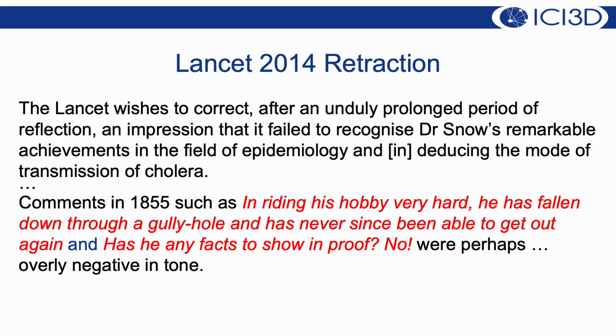Now, it took from the middle of the 19th century until the year 2014 for The Lancet to put out this rather lame retraction, frankly. What they had to say is that The Lancet wishes to correct, after an unduly prolonged period, and they don't say that it's well over 100 years, an impression that it failed to recognize Dr. Snow's remarkable achievements in the field of epidemiology and in deducing the mode of transmission of cholera. Comments in 1855, such as, "In riding his hobby very hard, he has fallen down through a gully hole and has never since been able to get out again. And has he any facts to show in proof? No." And they say, rather lamely, they were perhaps overly negative in tone. Well, draw your own conclusions.